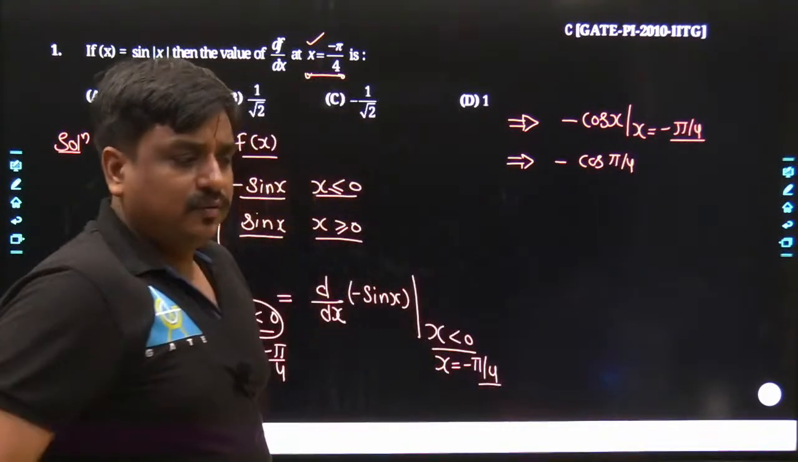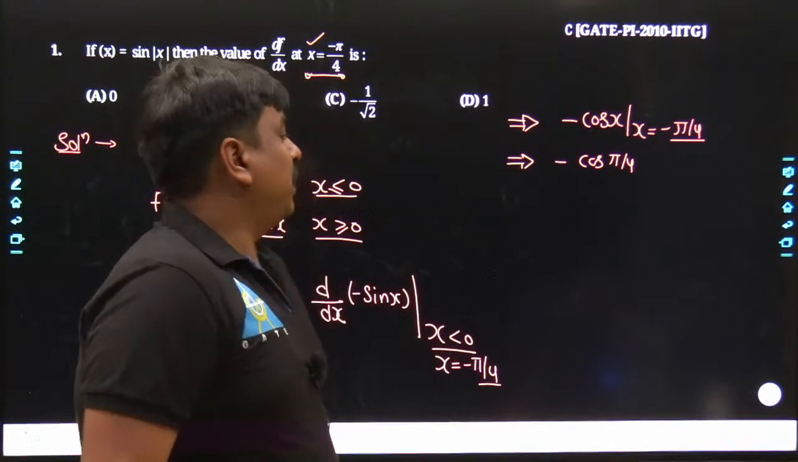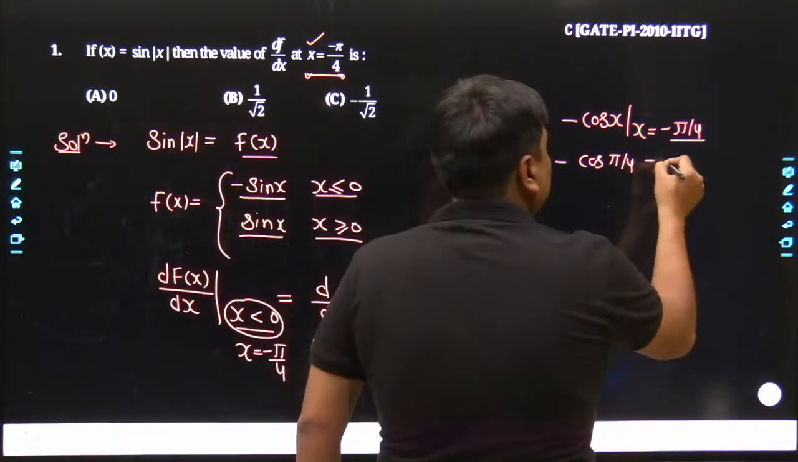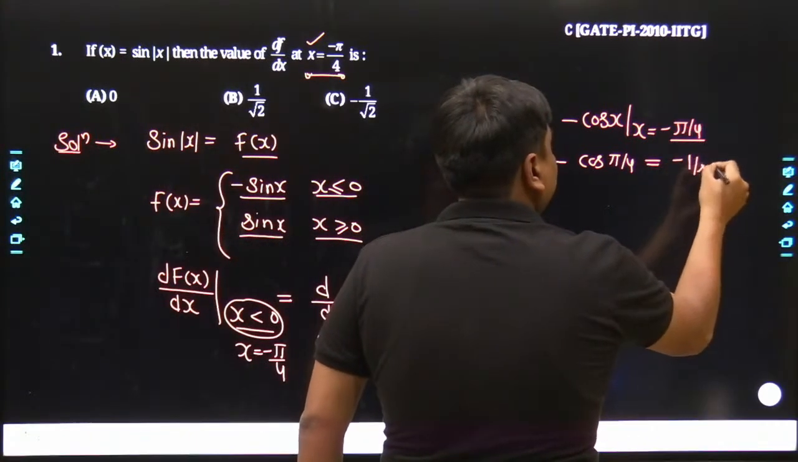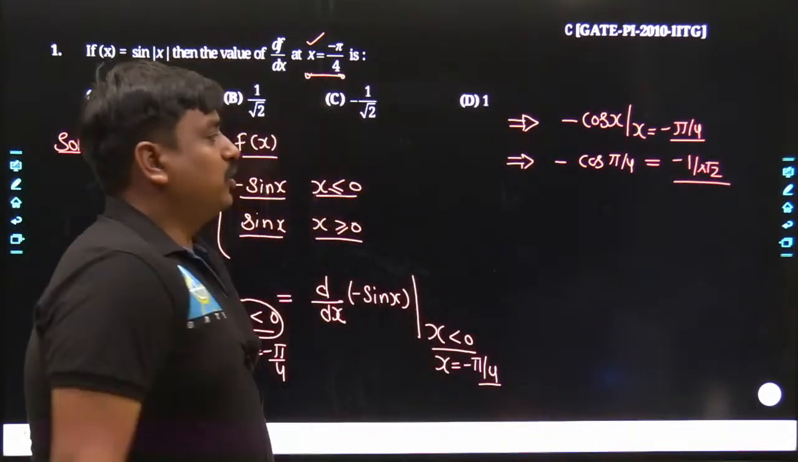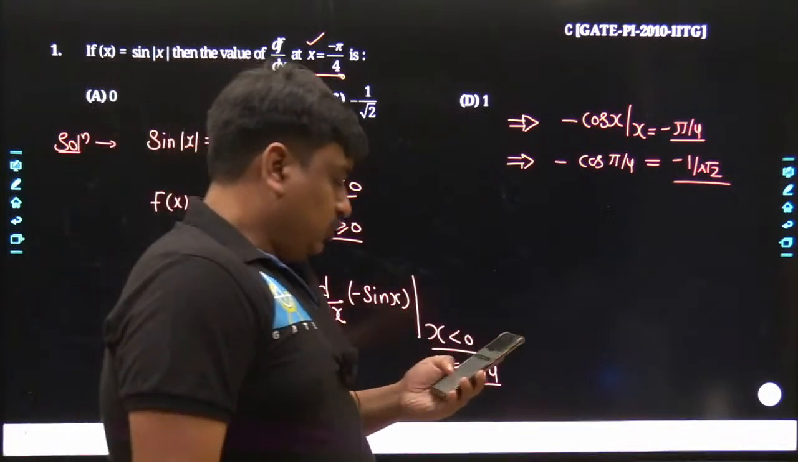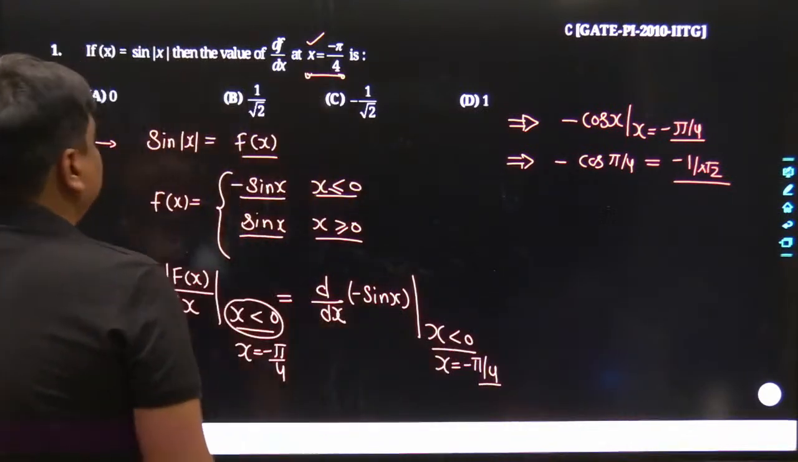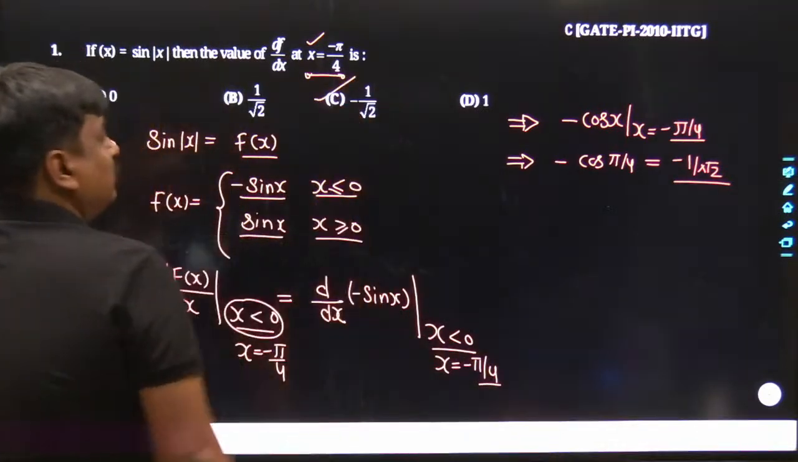May I know what is the value of cos of pi by 4? Obviously it is 1 upon root 2. The minus sign comes along with 1 upon root 2. So the answer we are getting is minus 1 upon root 2. So only one perfect answer I have got so far, and that is option C.